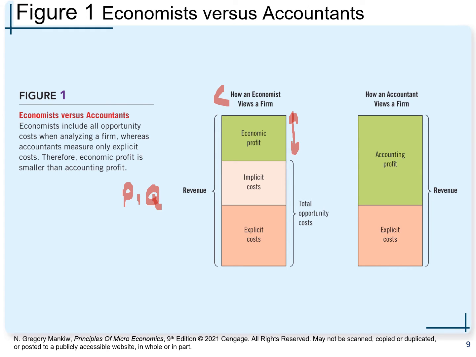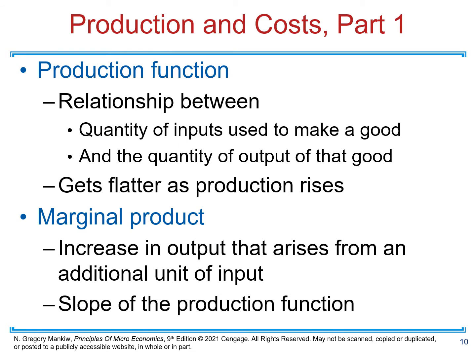All right, let's go on to here. Now we're going to talk about production function. What is production function? It's the relationship between the quantity of input used to make a good and the quantity of output of that good. Okay, we're just going to use a graph here, pretty simple. We put input here, and we put output here. We show it with Q. How do these two relate?